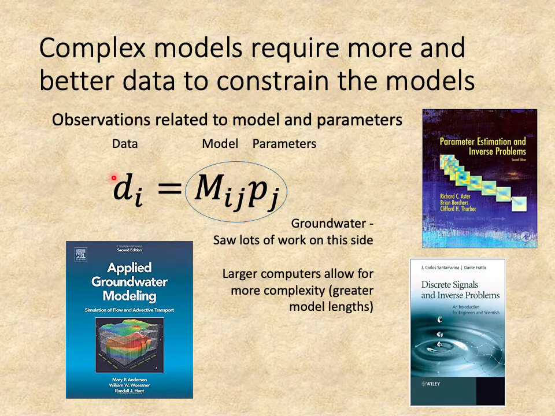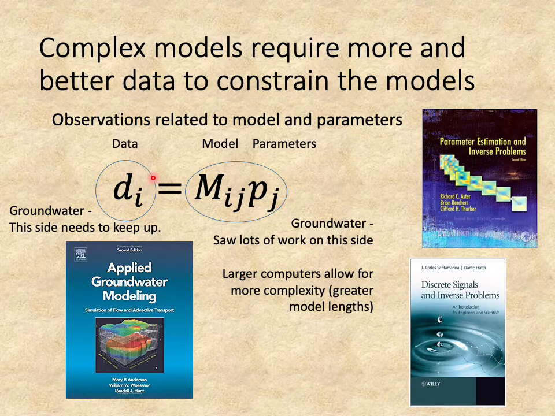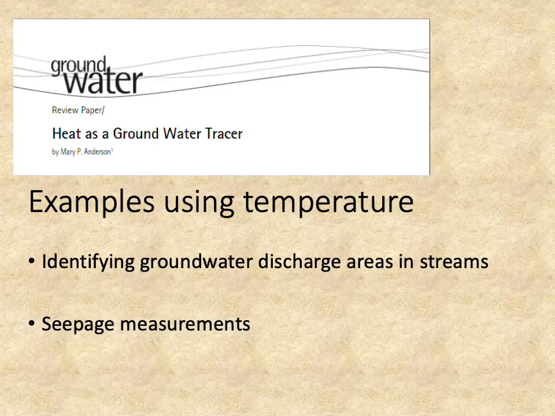Here I've got the basic equation for doing inversions, where you have data is equal to some model operating on some set of parameters. There's a ton of stuff done on the modeling and parameterization side. I think the groundwater side needs to keep up a little bit. I think the modeling's gotten ahead of us a little bit. Let's see if we can come up with some ways to improve support for models.